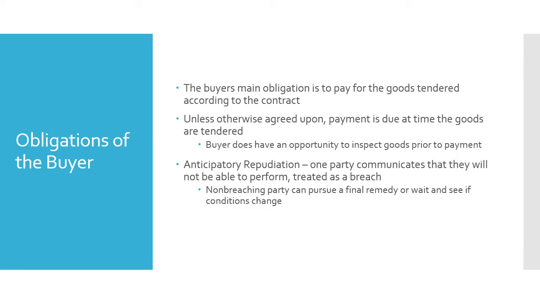All right. So in your typical transaction where the buyer is paying cash for goods, the buyer's main obligation is to pay for the goods according to the terms of the contract, which can mean payment at the time of delivery. It can mean payment, if it's invoiced, within 30 days. It can mean payment according to the credit terms if offered by the seller.